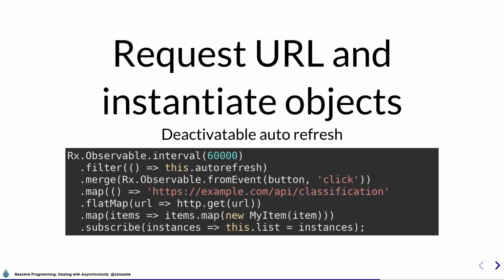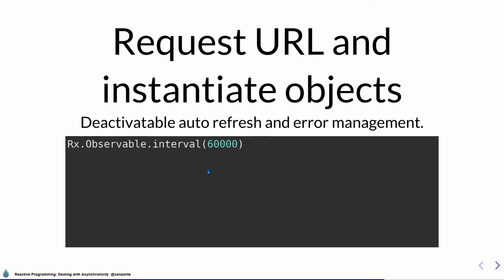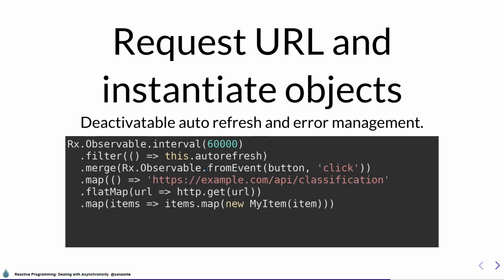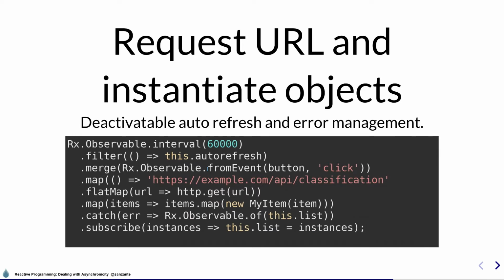And what about the error management? Well, the error management is simple. We have the same example as before. And when any of the observables triggers an error, that error traverses the pipe until it finds a catch operator. And what this operator does is catch those errors and inject a new observable. In this case, what I have done is emit the same list of items we already have.